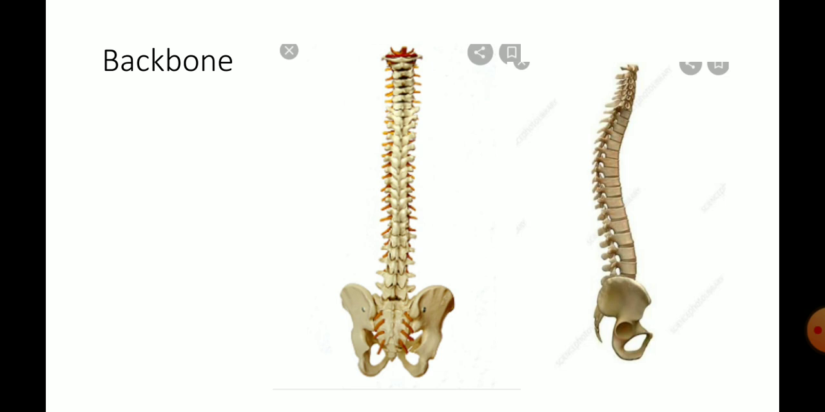Next, backbone. The long bony structure of the skeleton is the backbone. It's also known as vertebral column. Another name of backbone is vertebral column. The backbone is made up of 33 small bones called vertebra. These small bones are linked together like a chain. They allow us to bend and twist our back.